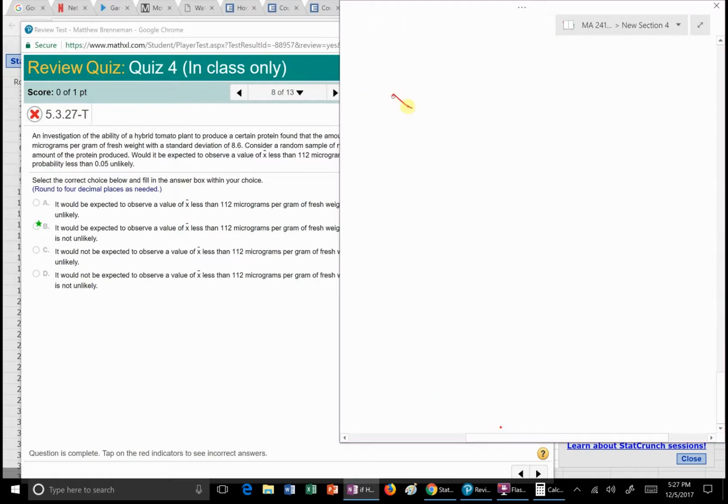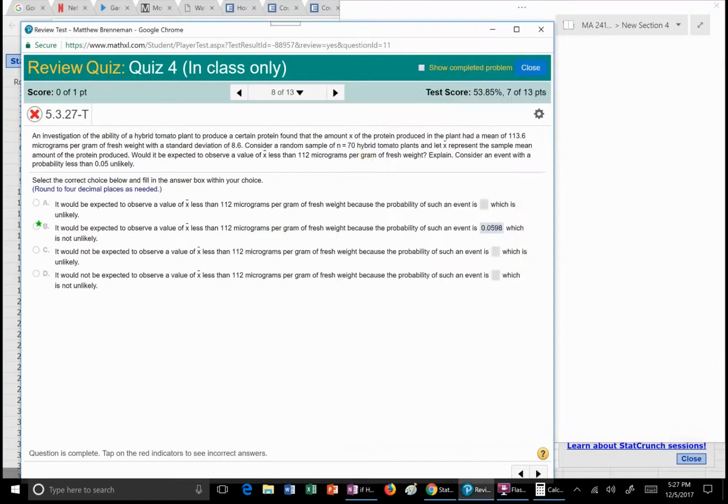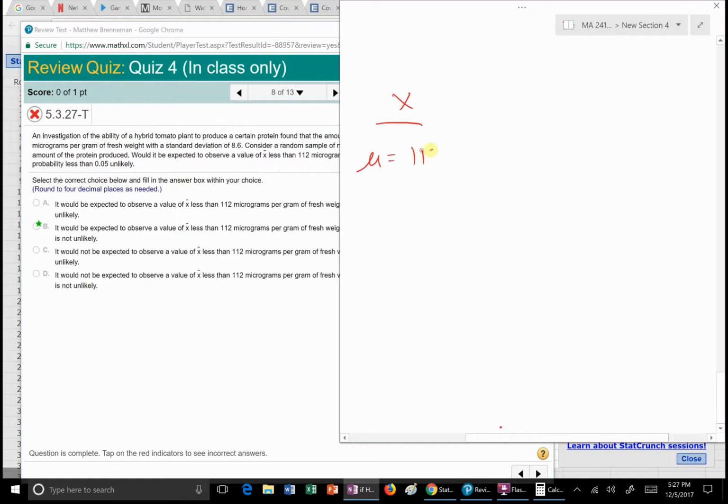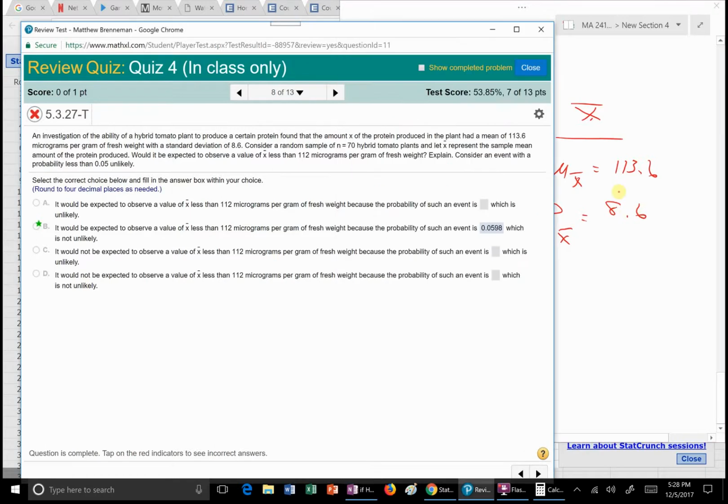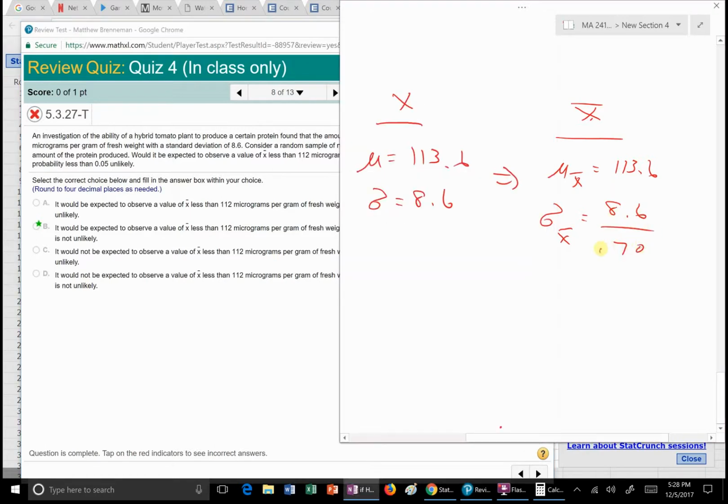We know that for X, the mean is 113.6 and the standard deviation is 8.6. So this tells us for X bar, the mean is the same. Mu of X bar is equal to 113.6, but the standard deviation of X bar is equal to 8.6 divided by the square root of 70. That's our sample size.